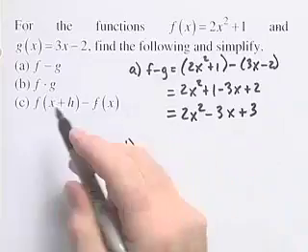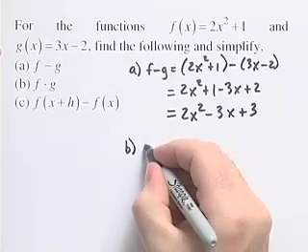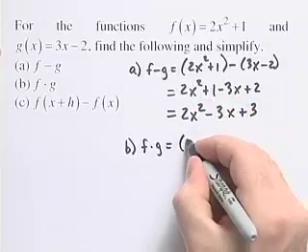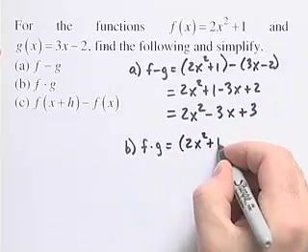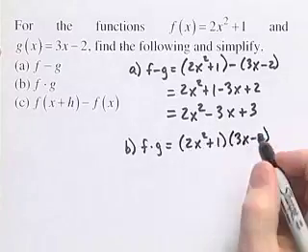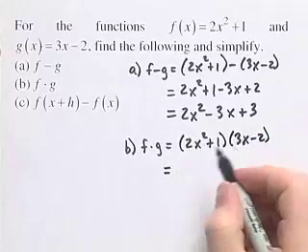For part B, we want the product of the two functions. So f dot g, again we want to use parentheses as we write our functions down, (2x squared plus 1) times (3x minus 2), so that we distribute correctly. We can use the FOIL method.